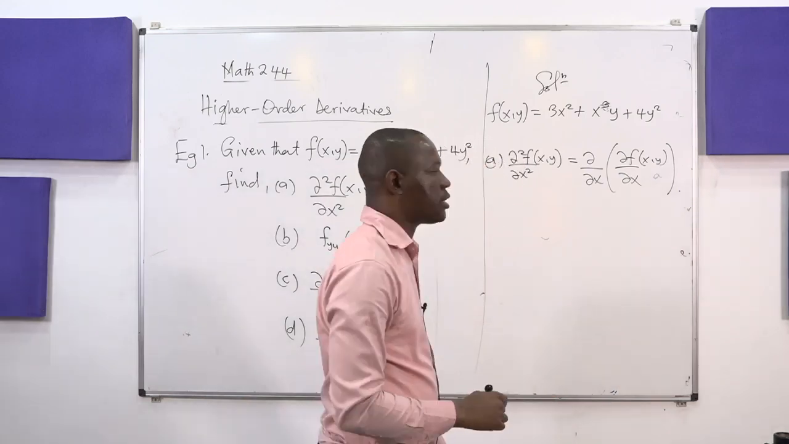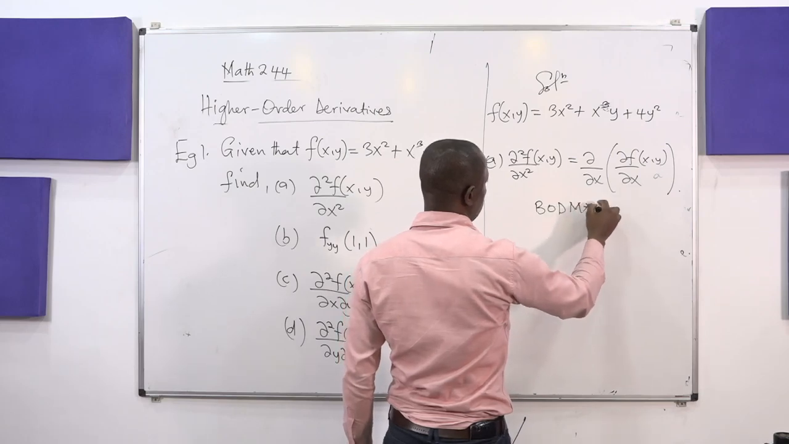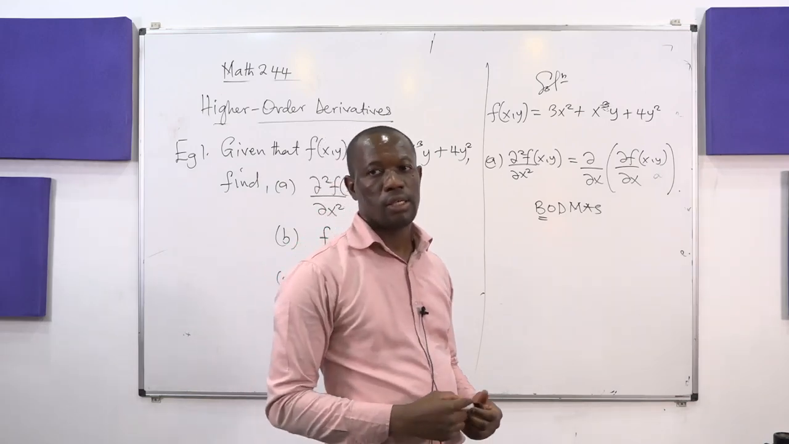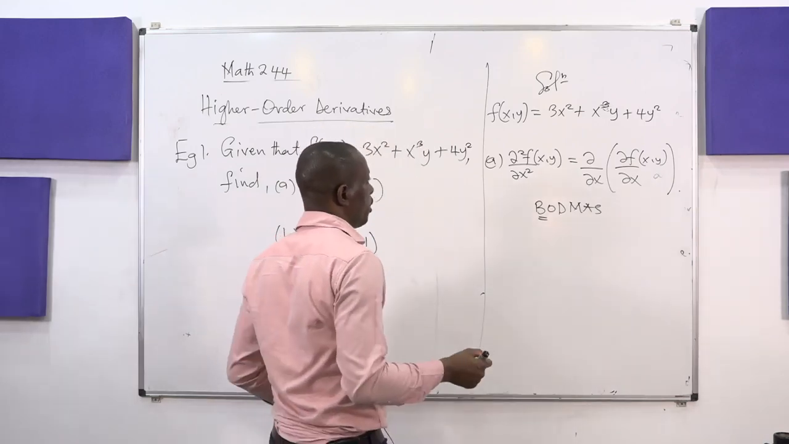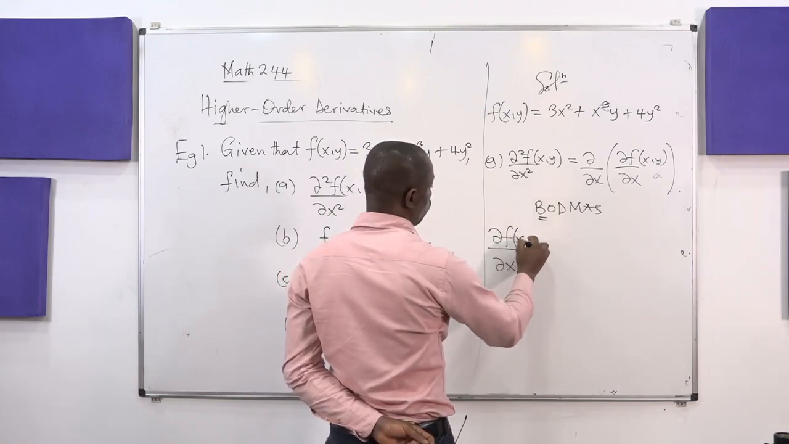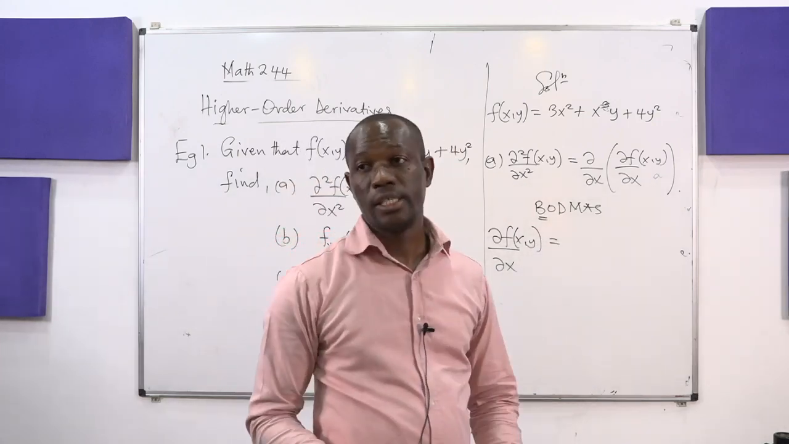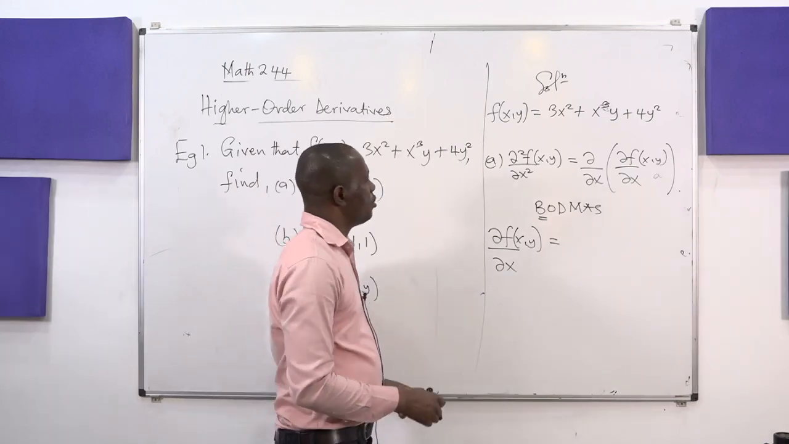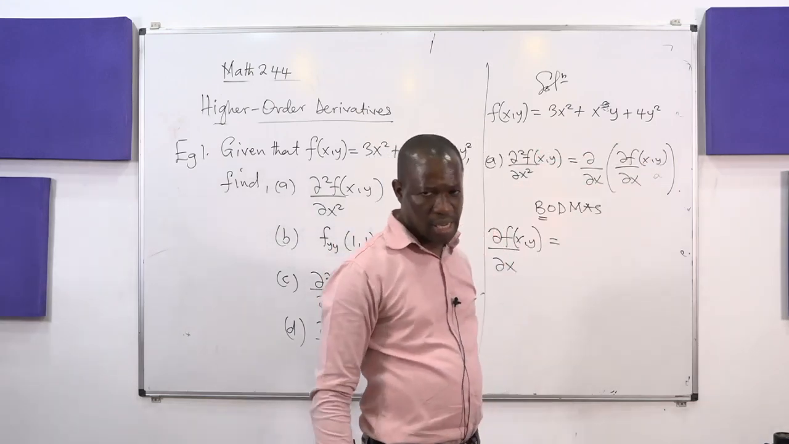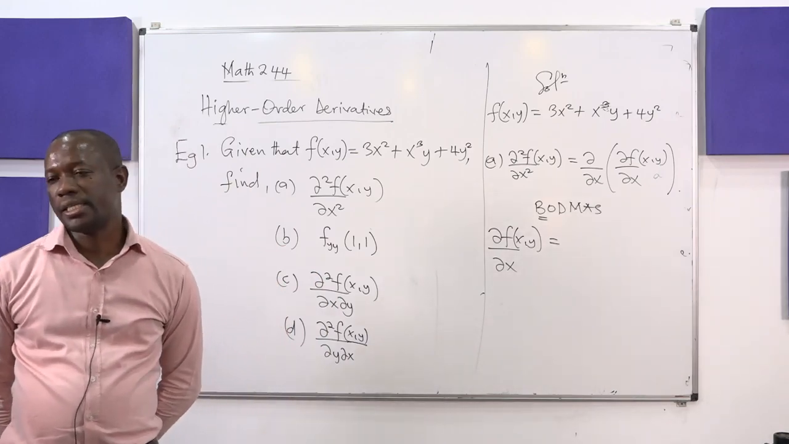Bracket first, so you take what is in your bracket. You get it? Okay. So here, partial f with respect to x, y, or you can just write partial f with respect to x. It's correct. So, when we differentiate partially with respect to x, it means that any letter apart from x is treated as a constant.